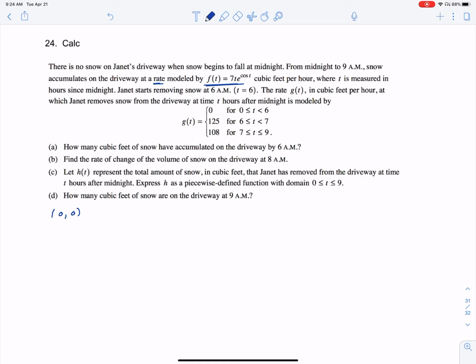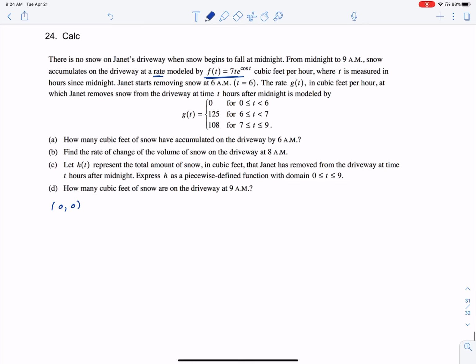So again, another rate. So I want to take a second here so we understand what we have. So the first thing we have is snow falling down on the driveway. So in other words, we have this rate of change, right? This rate of change represents the rate at which snow is falling on the driveway. So I'm going to summarize what I have here. This function right here represents snow falling down, right? So it's building up on the driveway.